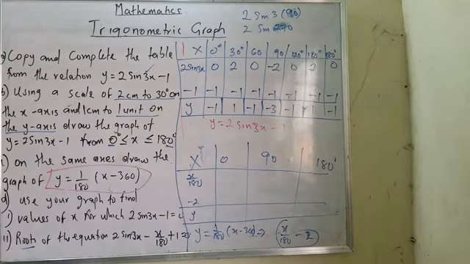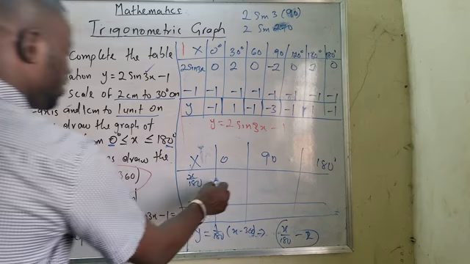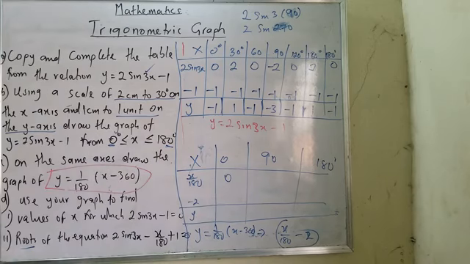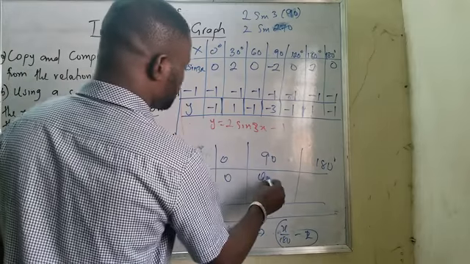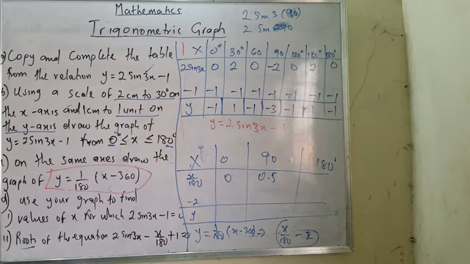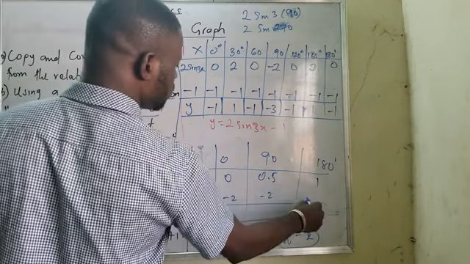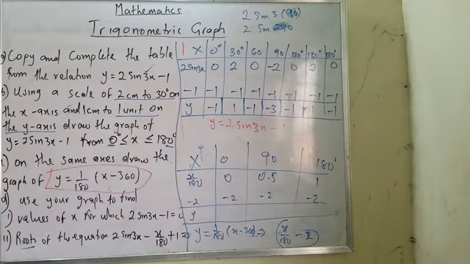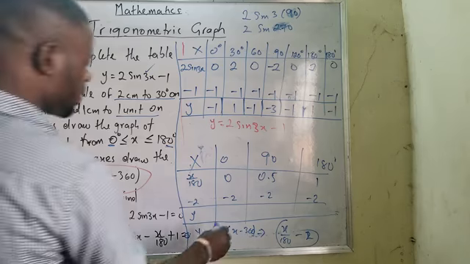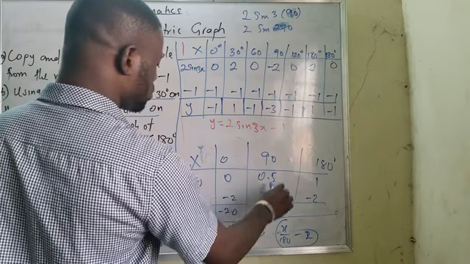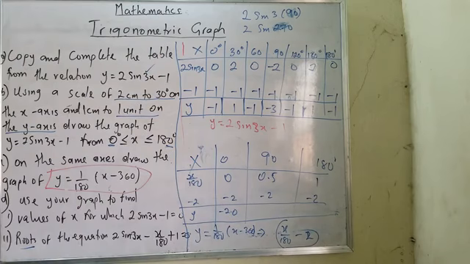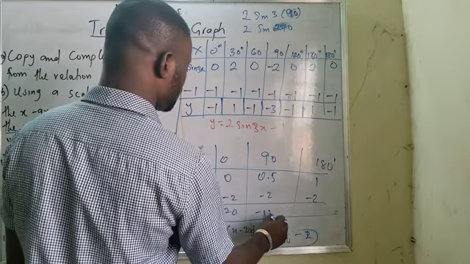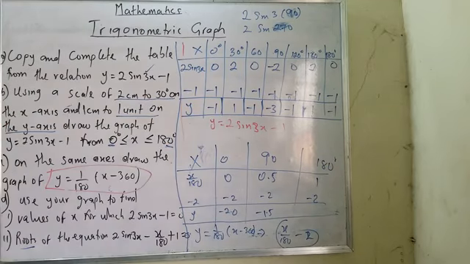Now, what I need to do is 0 divided by 180, it surely will be 0. Here will be 1 over 2, that will be 0.5, and here will be 1. And here will be minus 2, minus 2, minus 2. Now, this one will be minus 2.0, this one will be minus 1.5, this one will be minus 1. Now, that is the graph we are talking about.